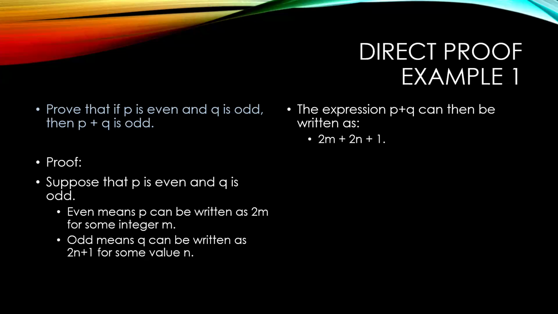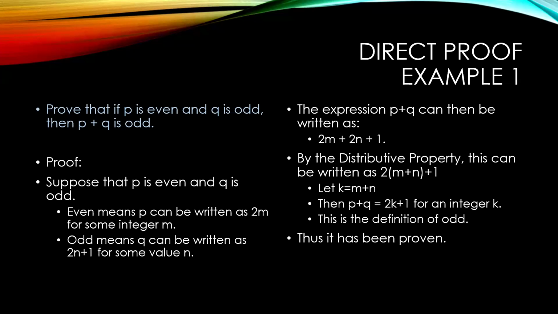The expression P plus Q can then be written as 2m plus 2n plus 1. Using the distributive property, we can factor that 2 out, which means we can rewrite this as 2 times (m plus n) plus 1. Well, if we let k be equal to m plus n, then P plus Q is equal to 2k plus 1, and k is an integer. This is the definition of odd.